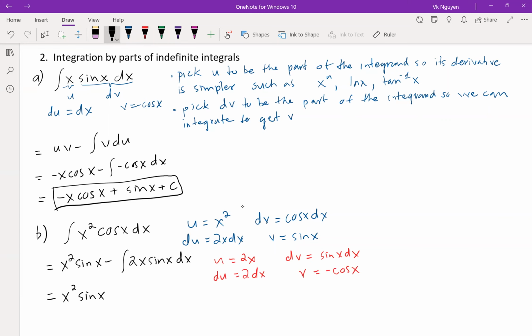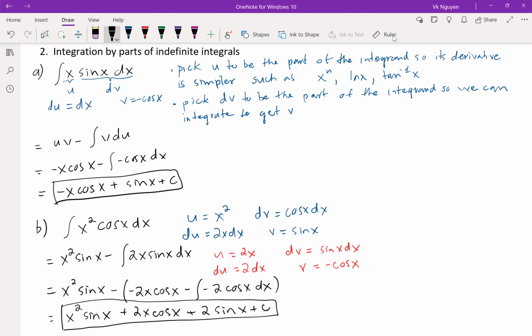So we have x squared sine x, and using integration by parts, uv is negative 2x cosine x minus the integral of v du, negative 2 cosine x dx. And we have x squared sine x plus 2x cosine x minus 2 sine x plus c.